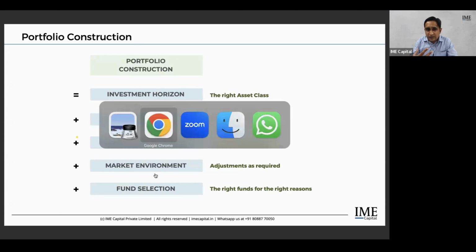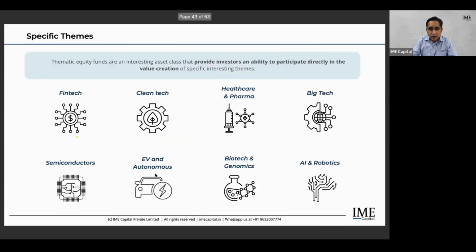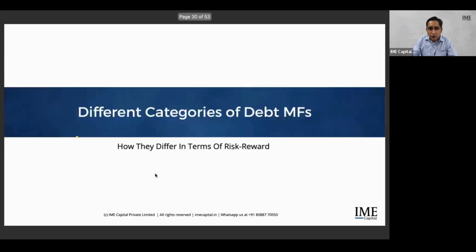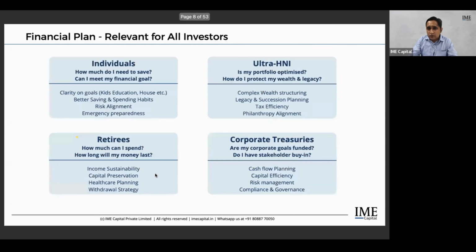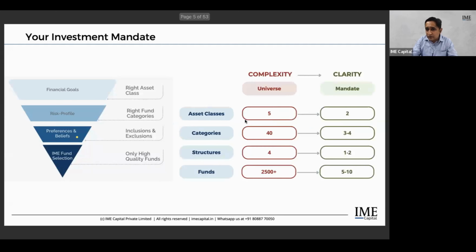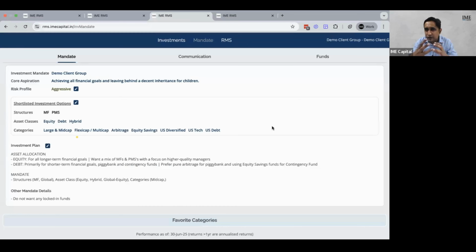And what this basically results in, if you remember at the start of the conversation, we had this one slide where we spoke about moving from complexity to clarity, right? 2000 funds, too many categories, etc. For this particular investor that we've used as a demo investor, we have shortlisted the structures, the asset classes, and the categories to specific categories that meet the specific requirements.